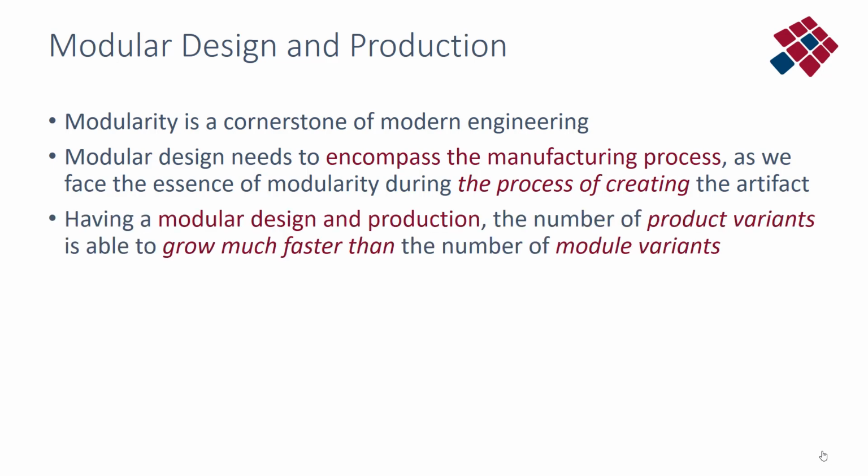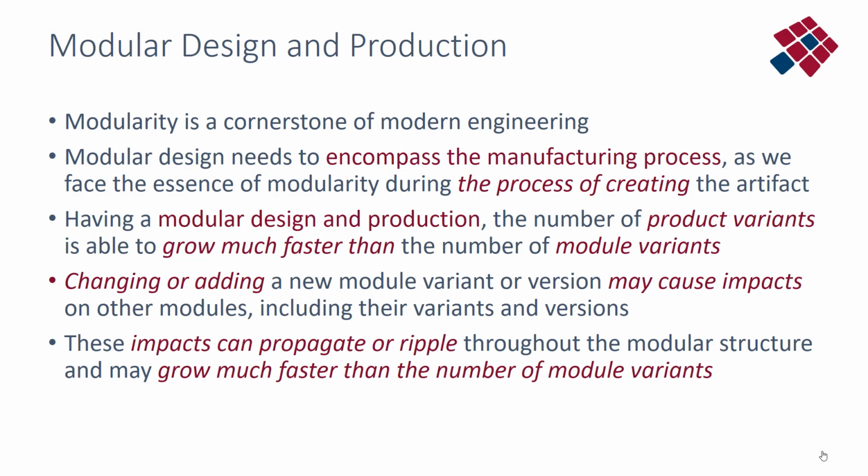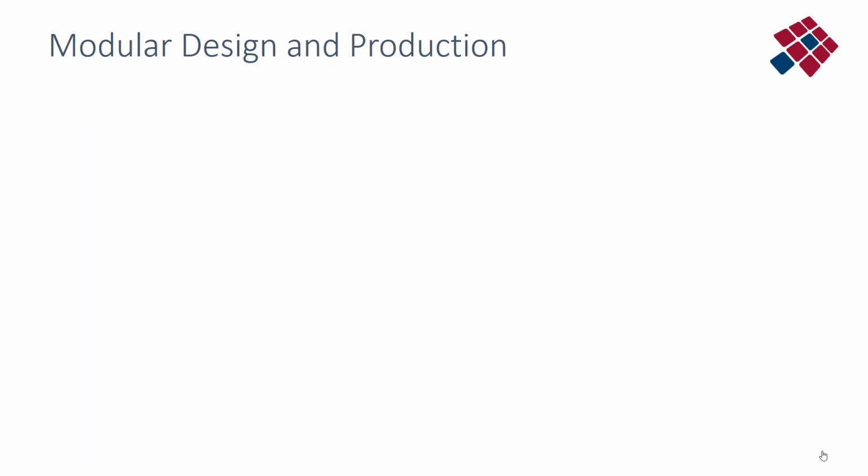Now, having a modular design and production allows us to grow the number of product variants much faster than the number of variants of the individual modules. However, changing or adding a new module variant or version may cause impacts on other modules, including all their variants and versions. Now, these impacts can propagate or ripple throughout the modular structure and may grow much faster than the number of the individual module variants. So it is quite powerful, but also a bit dangerous.